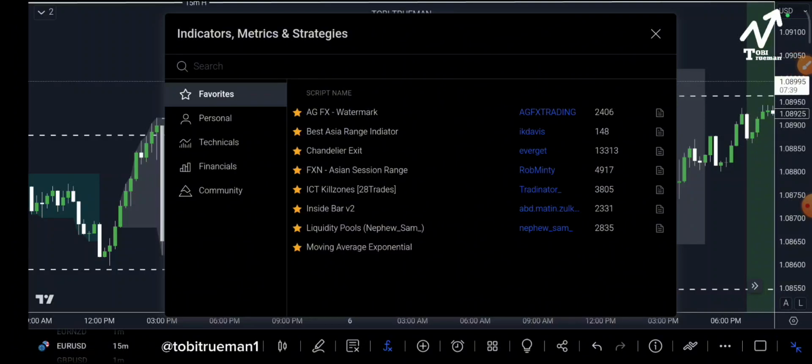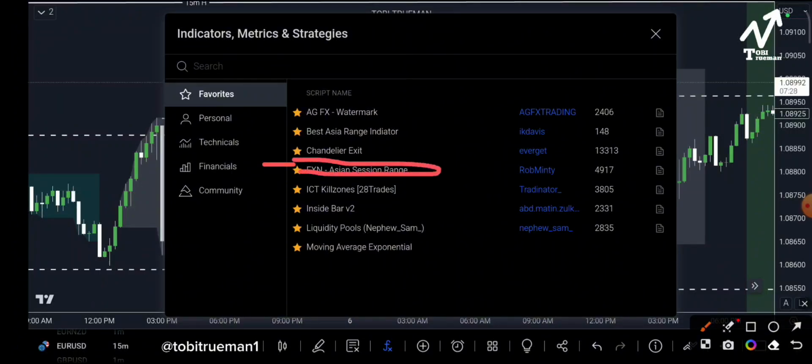Then you can search for it. The particular one I recommend using is this one right here, called FS Asian Session Range. Hope you can see it. Asian Session Range by Rob Minty.